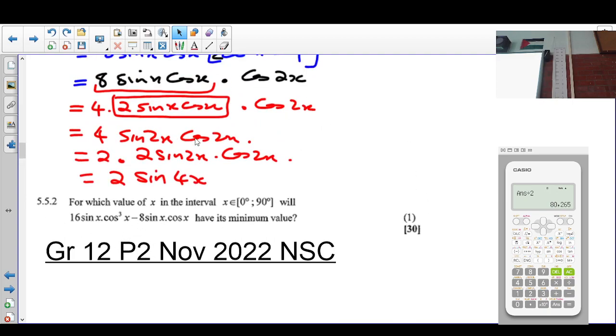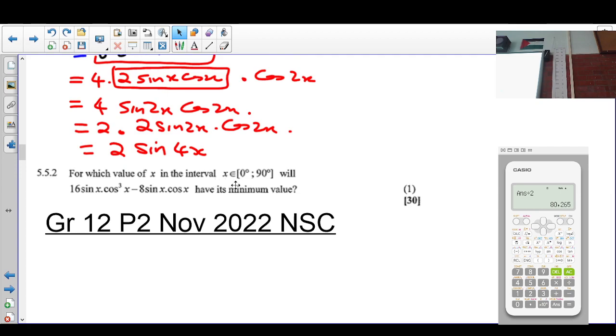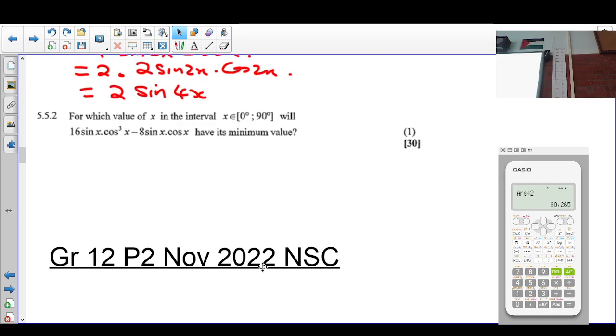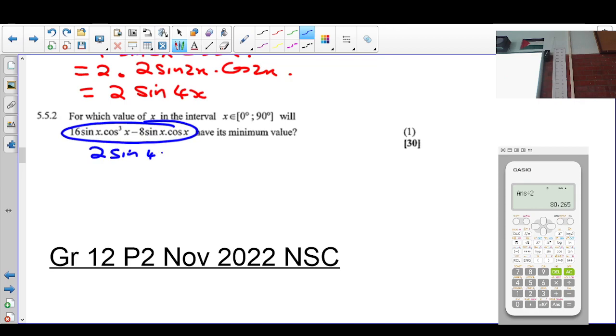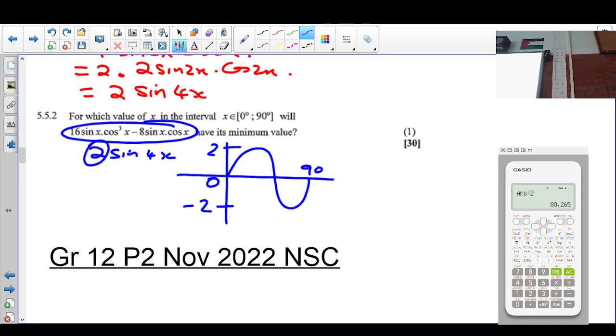The next question says, for which values of x in the interval x is an element of 0 to 90, will this have a minimum value? But what is this, people? This is actually equal to 2 sine 4x. If I draw this graph from 0 to 90, the period is normally 360 divided by 4 in this case, which gives you 90. And the amplitude is normally 1, but because of that 2, it's going to give you 2 and minus 2. So the minimum value occurs at this point, a minimum value of negative 2.